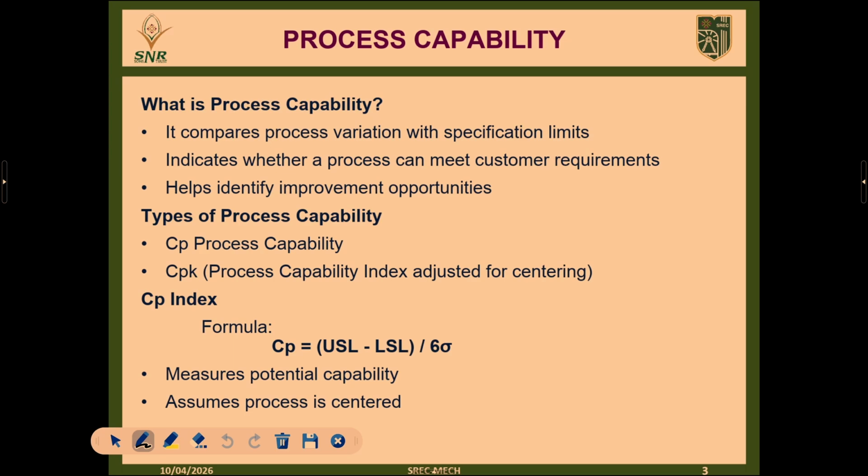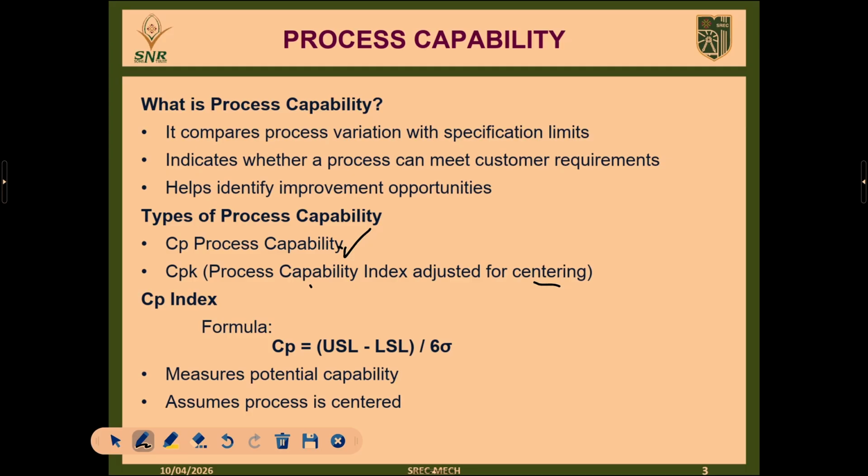process capability is used. One is generally the process capability. Second one is process capability index adjusted for centering. What is the difference? CP index, what is the formula? CP equal to upper specification limit minus lower specification limit divided by 6 sigma.